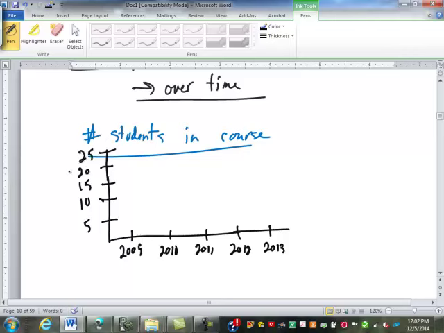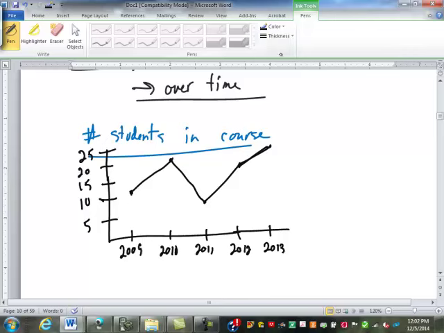We're going to label up to 25. Let's say in 2009, we had 12 people take the course. 2010, it went up to 21. 2011, it dropped to 9. In 2012, it was up to 19. 2013, it was up to 25. We connect those dots together with a line.